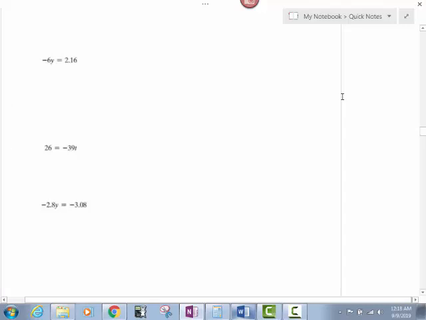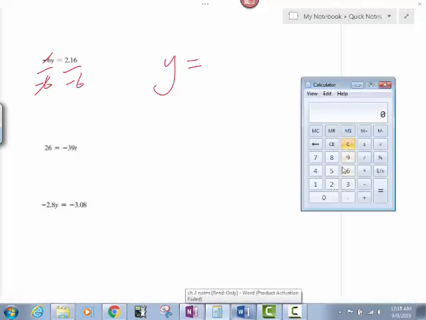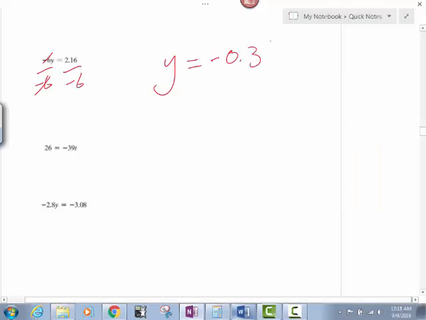So let's try these next couple that we got here. I'm going to go ahead and divide both sides by negative 6. Okay. Those are going to cancel. I'm going to grab my calculator again. Let's clear this. 2.16 divided by a negative 6 equals negative 0.36. Okay. Let's try the same thing here.